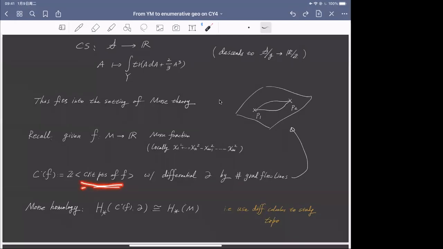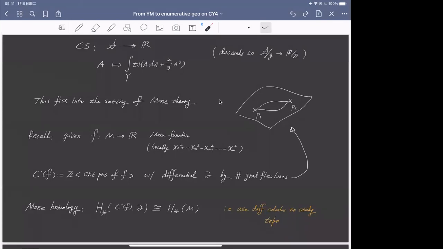So now I draw a picture here. Let's say P1, P2. Also, there are other critical points, but let's say we have two critical points, P1, P2. We just collect all such critical points, there are a finite number of them, and generate a chain group. Then we want to define a differential on this chain group, like what we do in homology or cohomology theory. We have a group, we want to define a differential. The differential is actually very geometric.